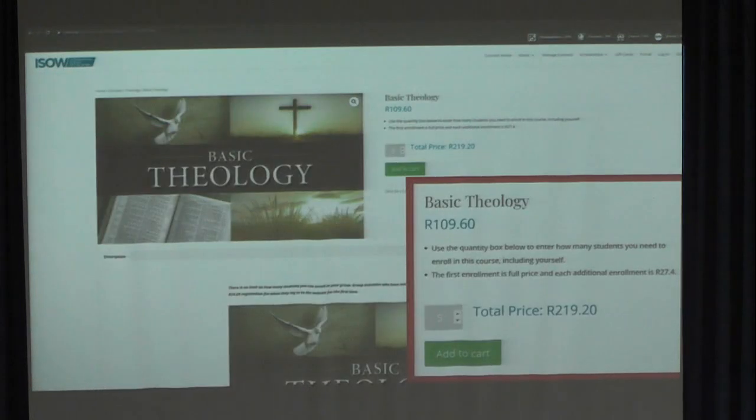So here I've clicked on one of those, and again, you may be able to read this from your seat, but I have highlighted where it gives you the opportunity to select a number of students, including yourself the first time. So when you see here, we have 109 Rand is the base price of the course, and then 219 Rand is what that would be with 5 students in the course.